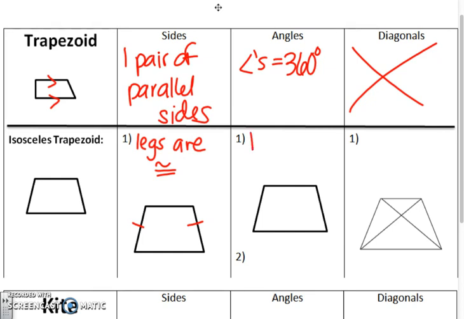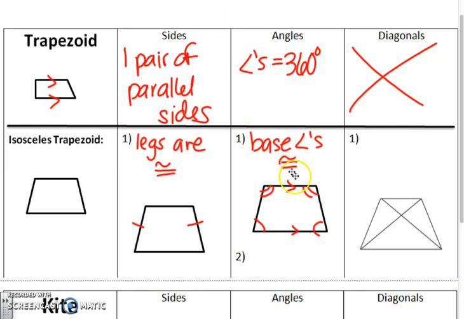We also know the base angles are congruent. Okay, so what that means is these base angles, if these are parallel, it's the ones that make up the parallel side. So these top two are congruent, and then the bottom two are congruent. Okay, so they run along that parallel side.